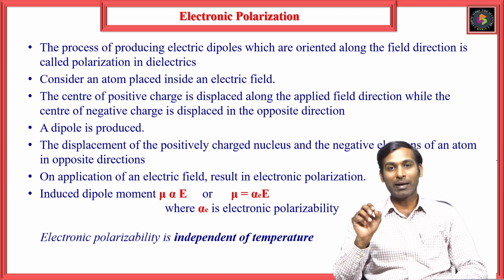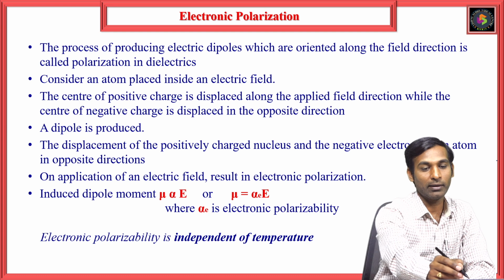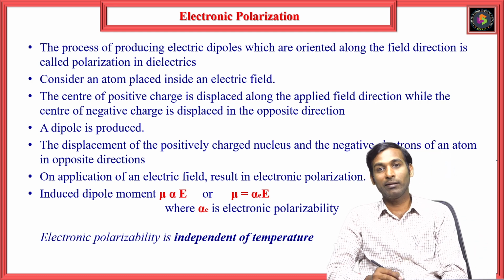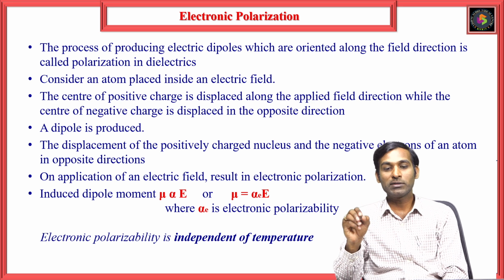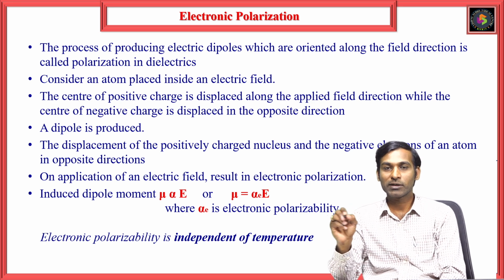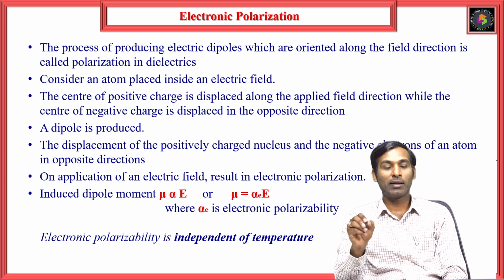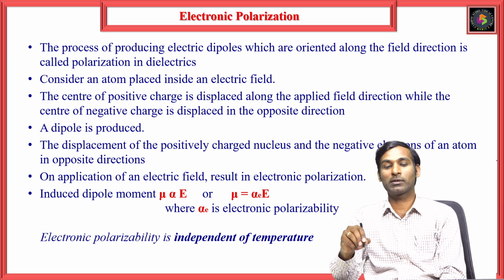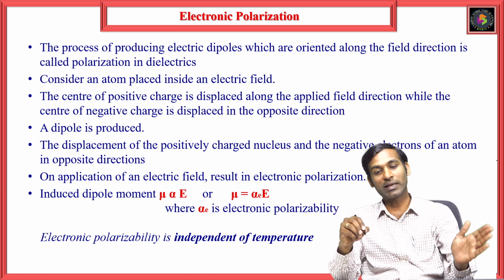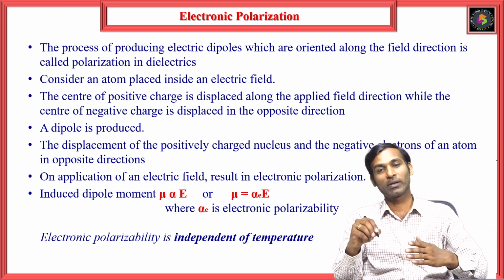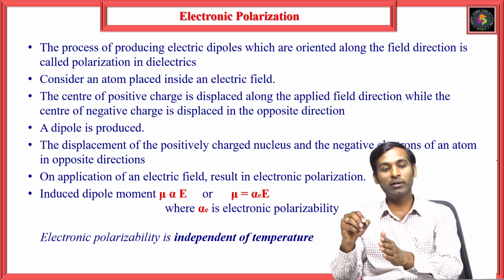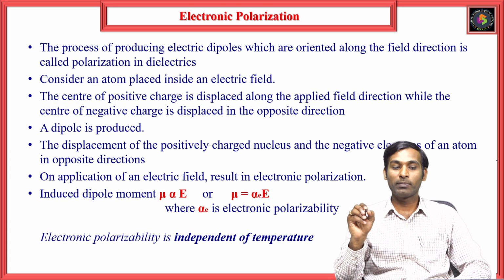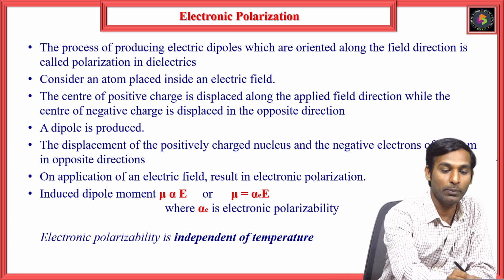I am taking one atom that is placed in an electric field. Consider an atom placed inside an electric field. The center of positive charge is displaced along the applied field direction. Similarly, the center of negative charge is displaced in the opposite direction. So automatically the dipole is produced.